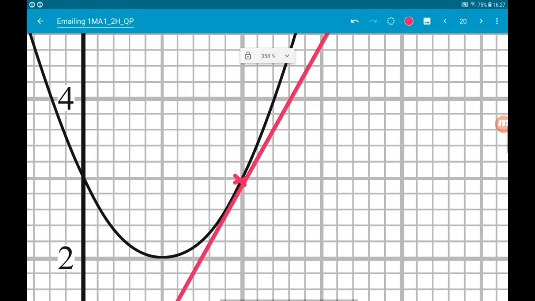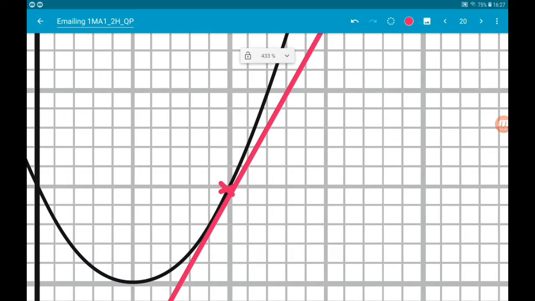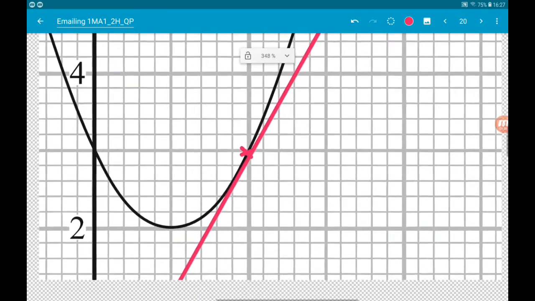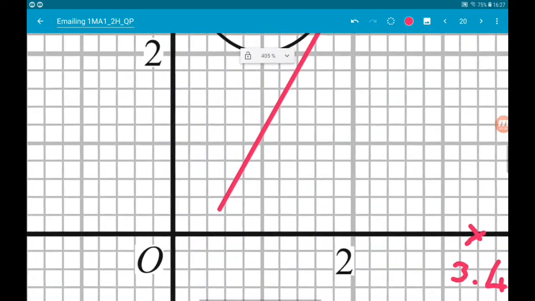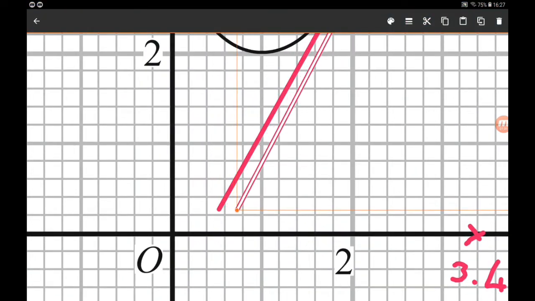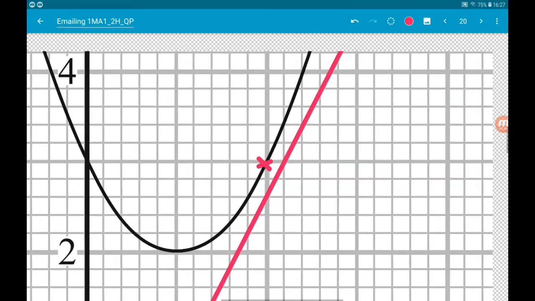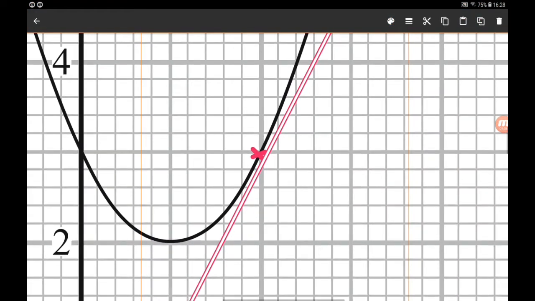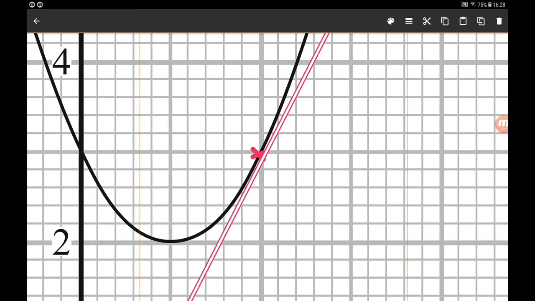Okay, so in the real thing, obviously you can use a ruler and it's a lot easier. Well, it doesn't look too bad.